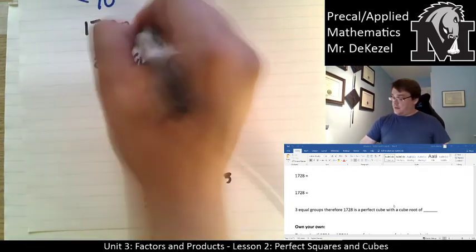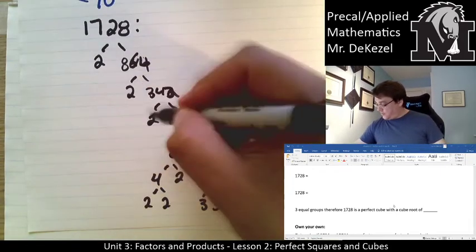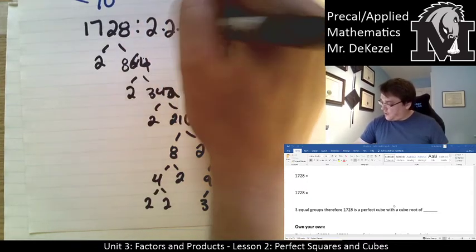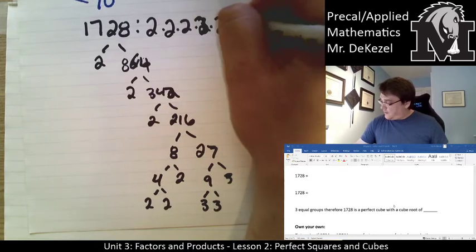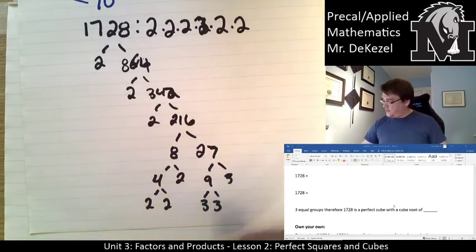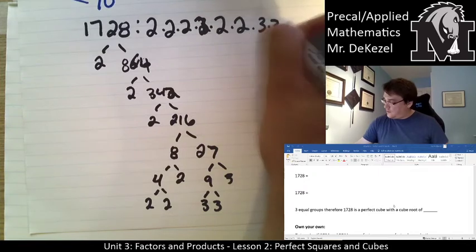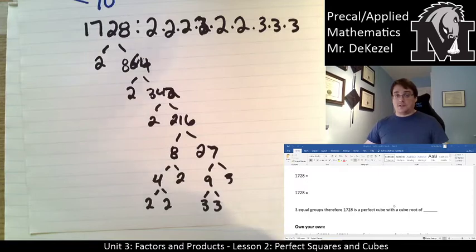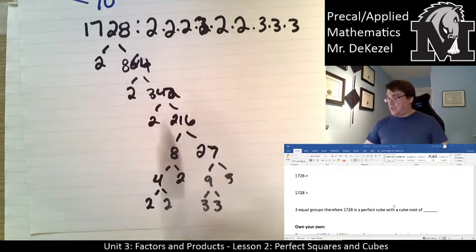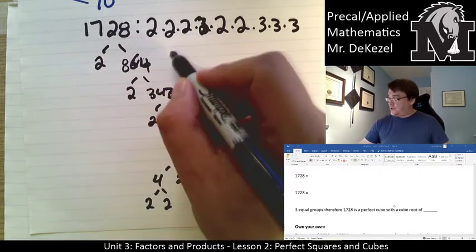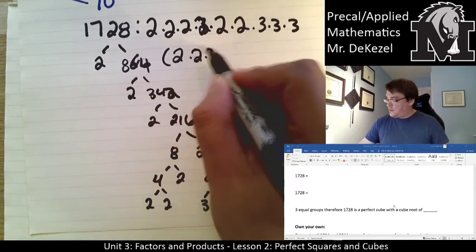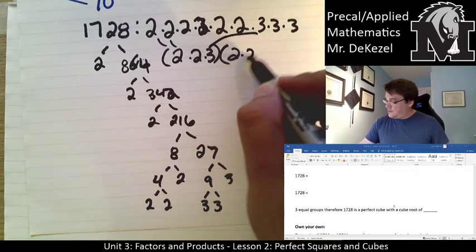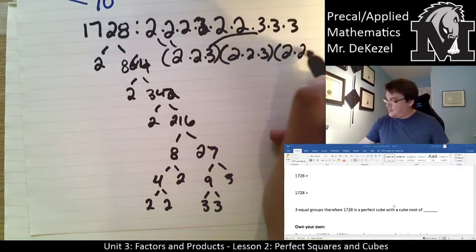So let's write this out. There's a set of prime factors. We've got 1, 2, 3, 4, 5, 6 2s, and 1, 2, 3 3s. So I can break that up into 3 equal parts. I can pull 2 2s and a 3 and make that into different brackets. So let's do that. 2 times 2 times 3. We've got 2 times 2 times 3 and 2 times 2 times 3.